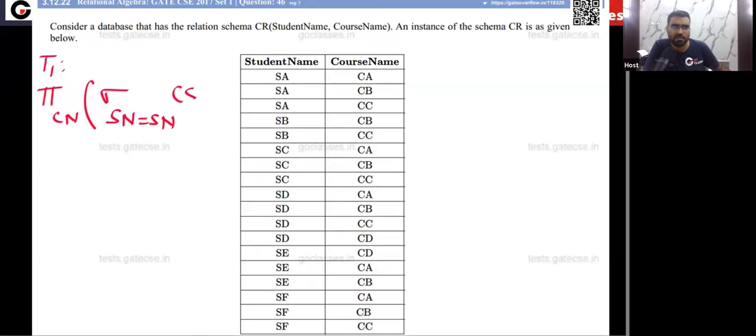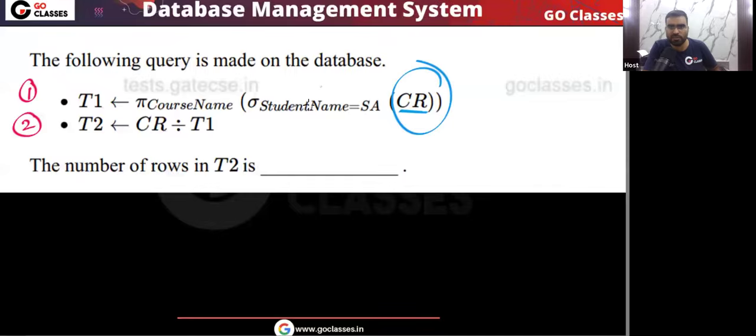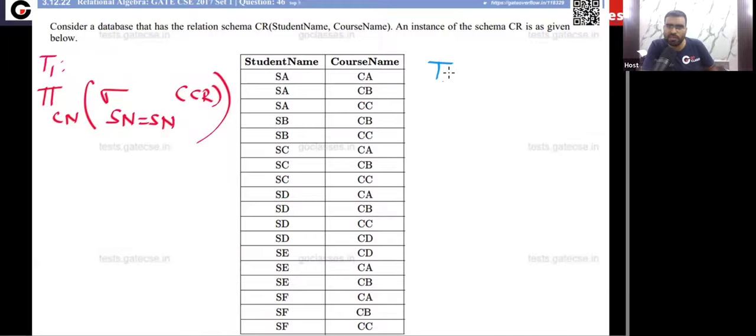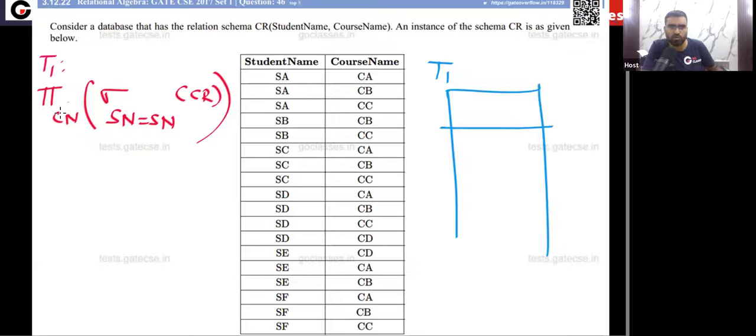From this table CR. So this is your query T1. From the table CR, you select those tuples where student name is SA, then you project course name. So tell me, what will the table T1 be? In the table T1, we only have one column because we are only projecting course name. Correct? We have only one column, that is course name.